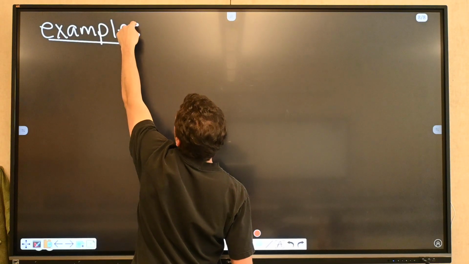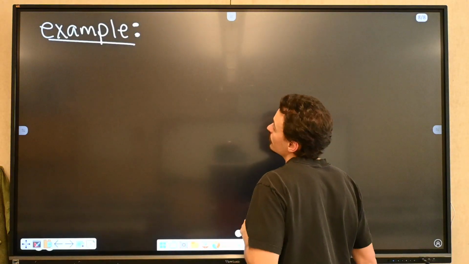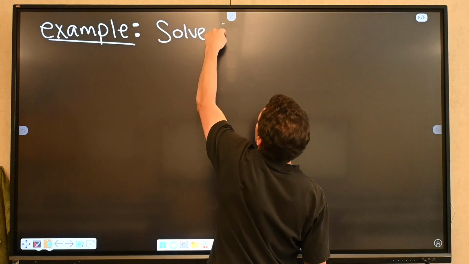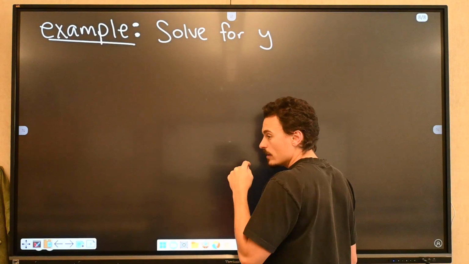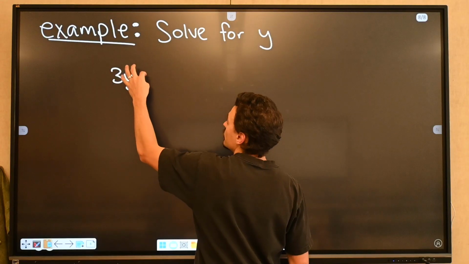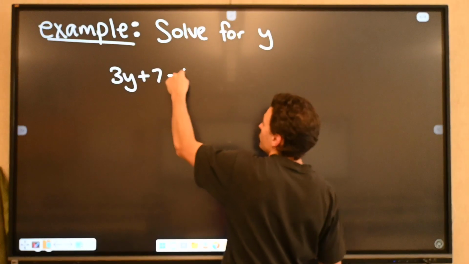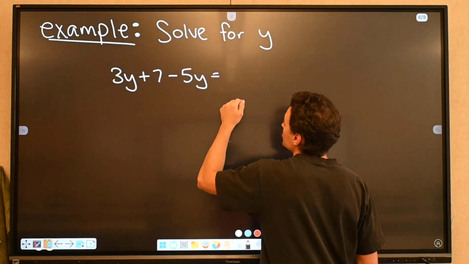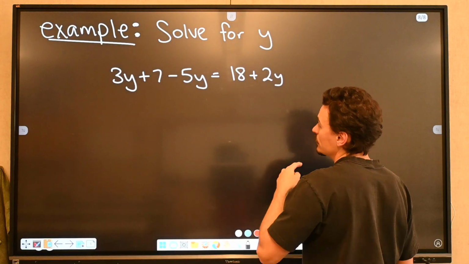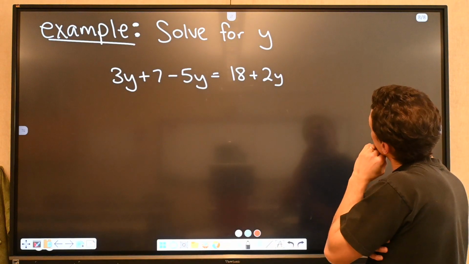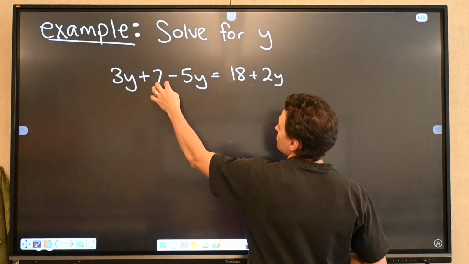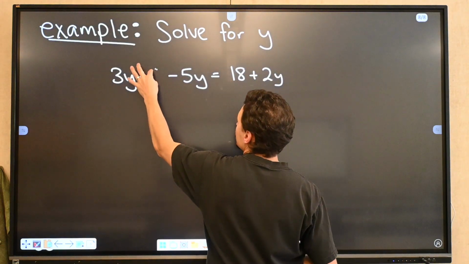One example that you might see that might confuse you is if you have, I want you to solve for y, for example. Something that might confuse you, it shouldn't confuse you, but it might, is if you have 3y plus 7 minus 5y equals 18 plus 2y. Whoops. This is supposed to be an 8. My bad. It's supposed to be an 8.